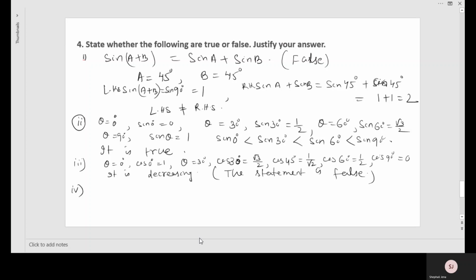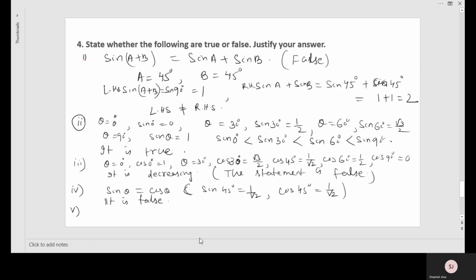Fourth one. Sin theta is equal to cos theta for all values of theta. No. Sin theta is equal to cos theta only for 45 degree. Because sin 45 is 1 by root 2, cos 45 is 1 by root 2. Only for one angle it is true. So if you take all the angles, then the statement is wrong. So it is false.